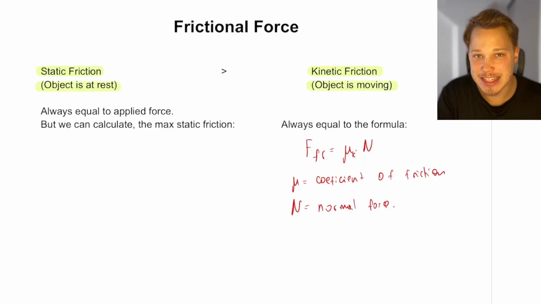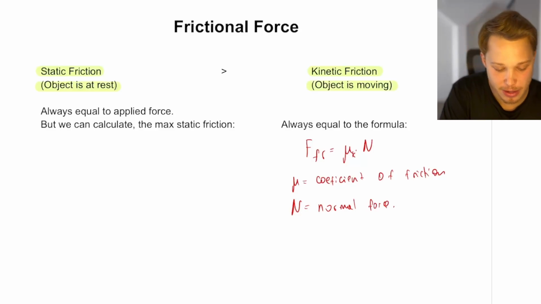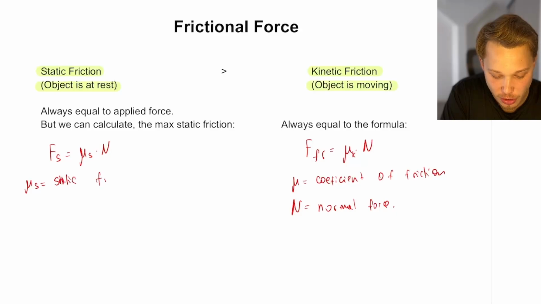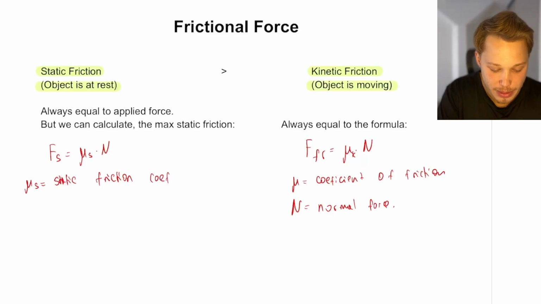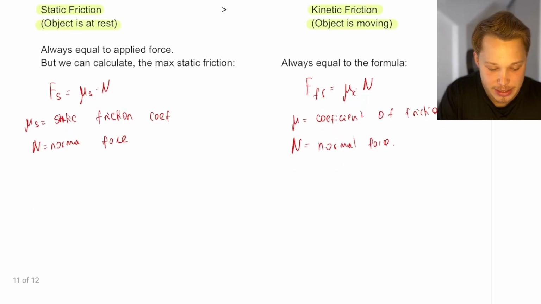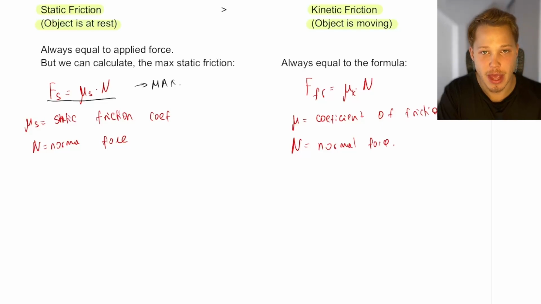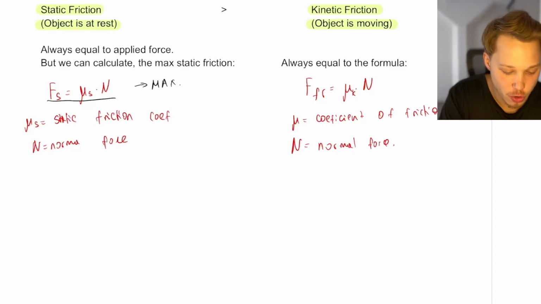Static friction has a similar formula, but there is one little caveat. Static friction is also mu times n, but this coefficient is the coefficient of static friction, which is usually a little bit greater than the coefficient of kinetic friction. And n is still the normal force, of course. However, the caveat is that this force represents the maximum static friction. This is the friction that you need to overcome in order to make the object move. So the static friction force is less than or equal to this.